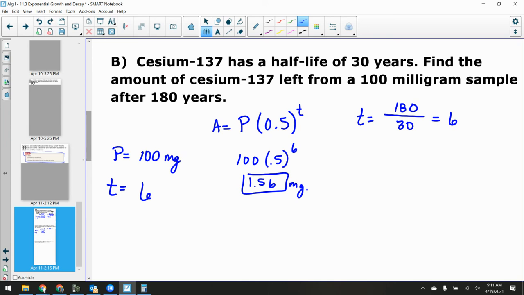The half-life formula really is very, very similar, but the only difference is instead of a 1 minus r, I know it's 50%, right? So it's just going to be 0.5. 1 minus 0.5 is 0.5.